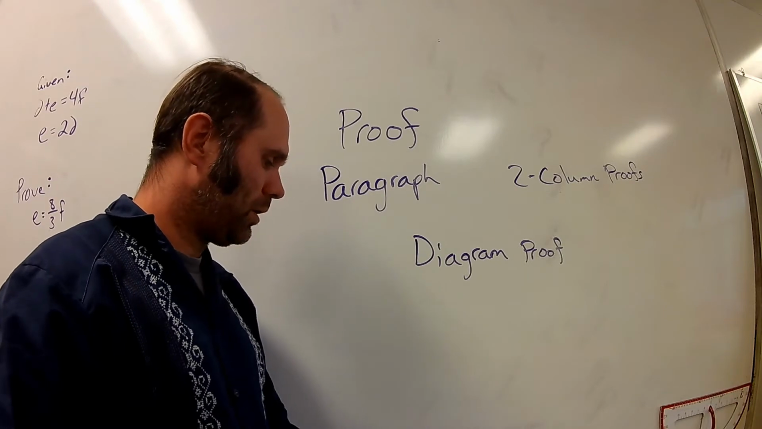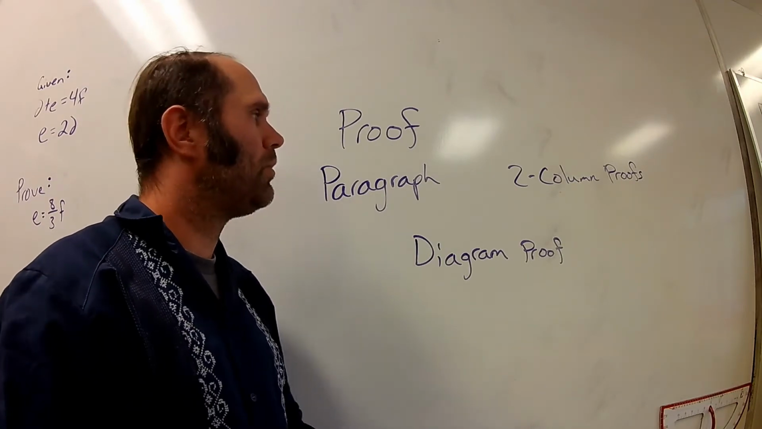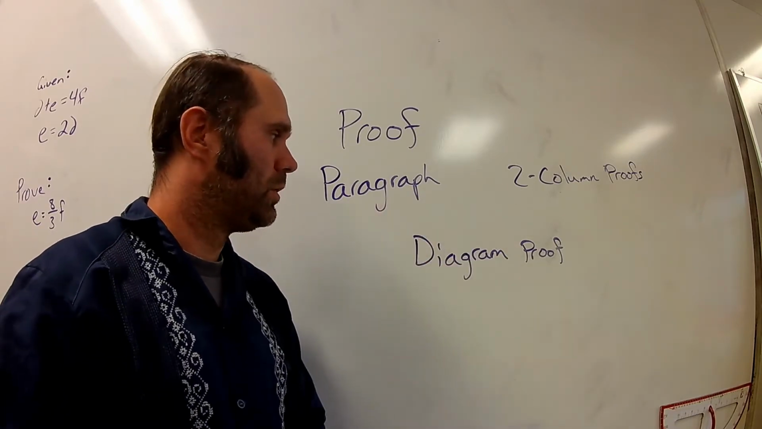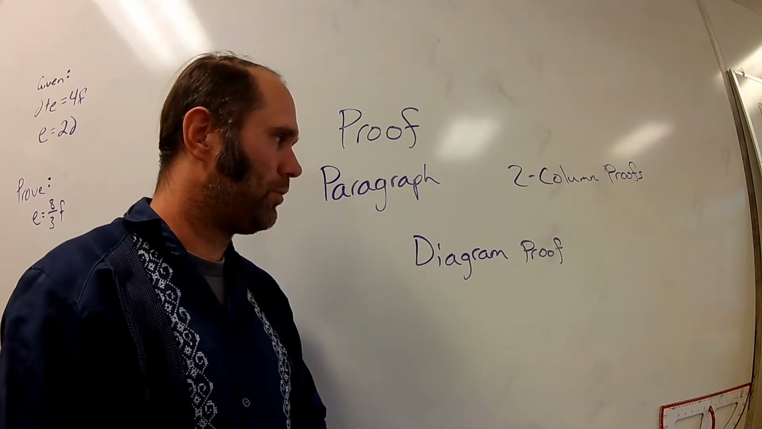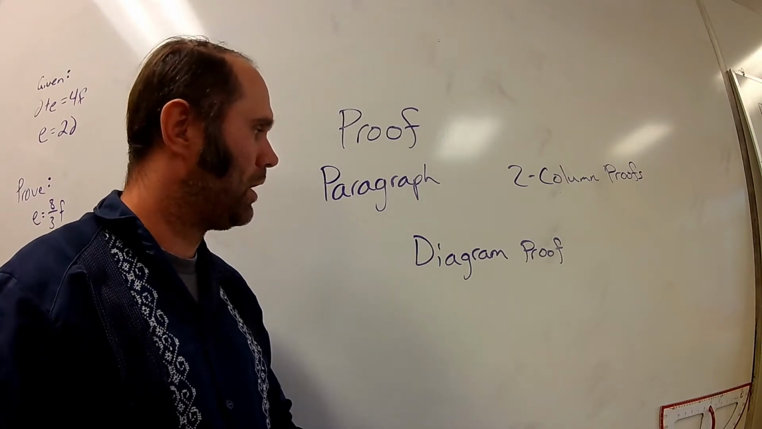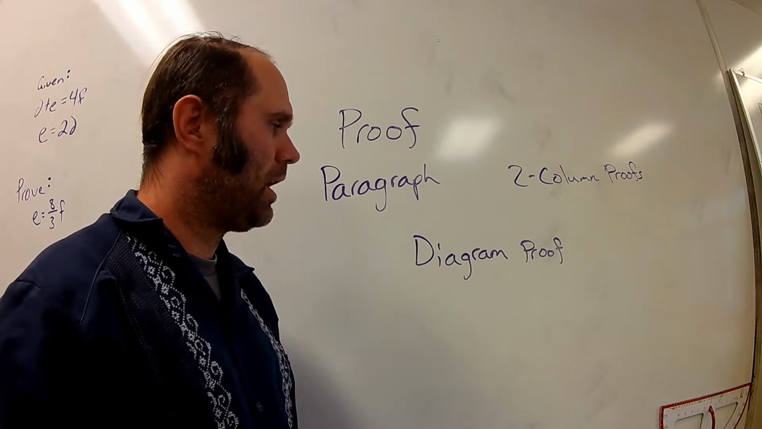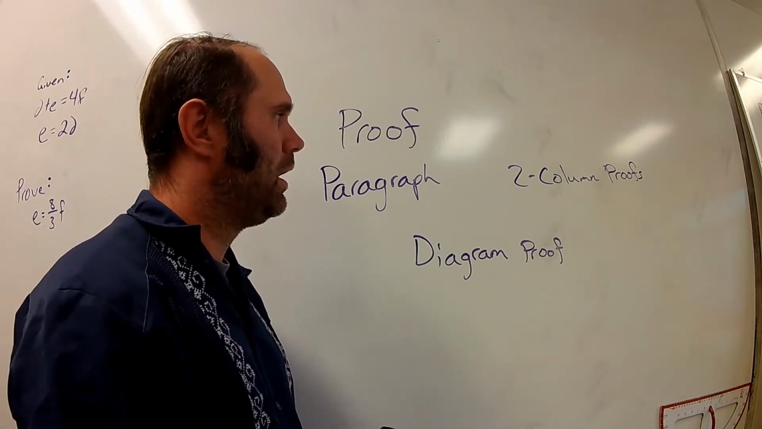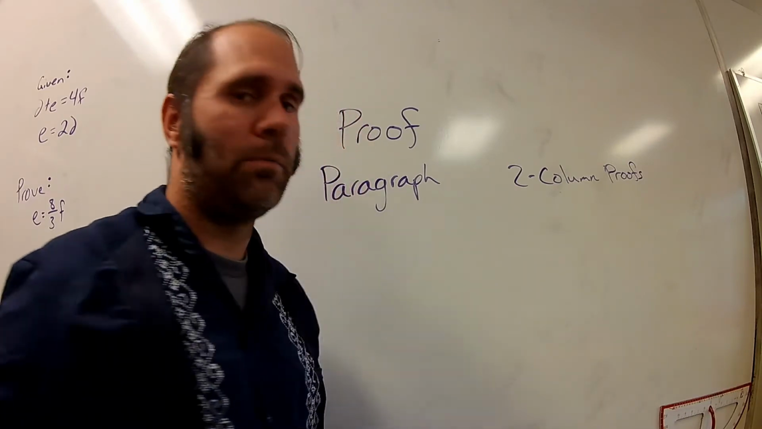Diagram proofs are usually fairly confusing and don't say any more than either of the other two. So I generally just stay away from diagram proofs. I don't even show them to the class. If you want to look up diagram proofs, you can, but they're generally fairly convoluted, and I think you get everything you need from a paragraph proof or a two-column proof.